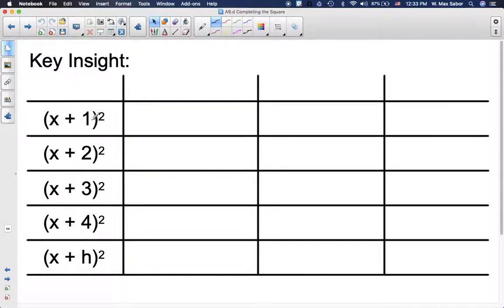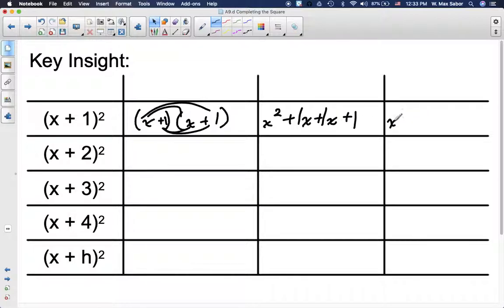If we have x plus 1 squared, well, that's done by taking x plus 1 times x plus 1, and when we distribute, x times x, x times 1, 1 times x, 1 times 1: x squared, plus 1x, plus 1x, plus 1, which is x squared plus 2x plus 1. We can do that for any of these.